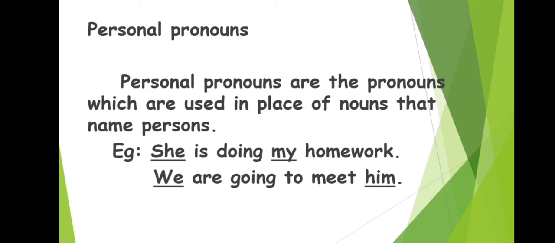So look at the examples. She is doing my homework. So she is a person, and my is also a person. That means I. Yes or no? Next one. We are going to meet him. We can be more than one person. Meet him. Him is a person. So personal pronouns are the pronouns which are used in the place of nouns, and those nouns will be persons.